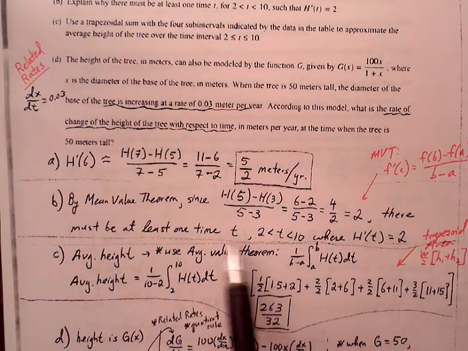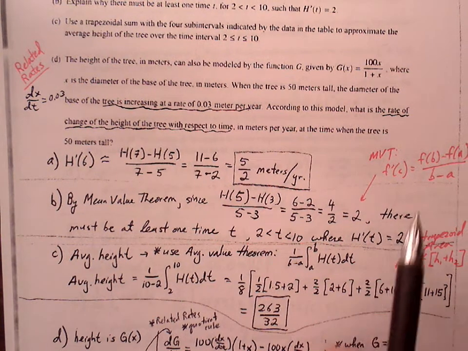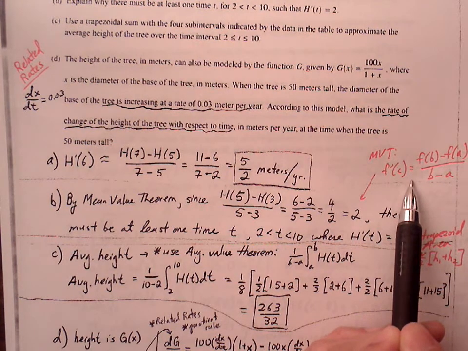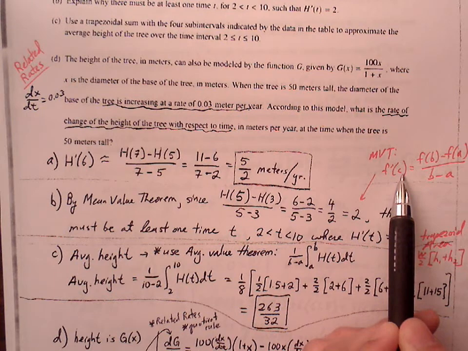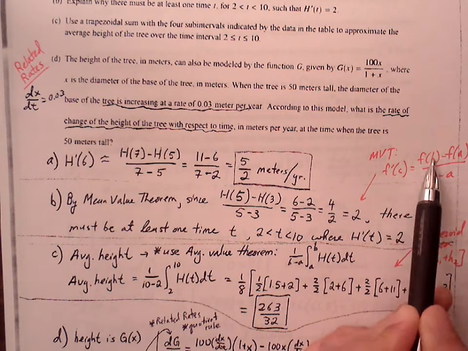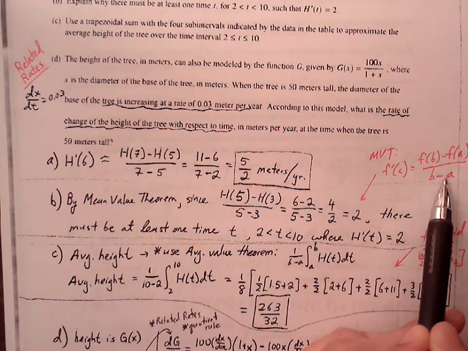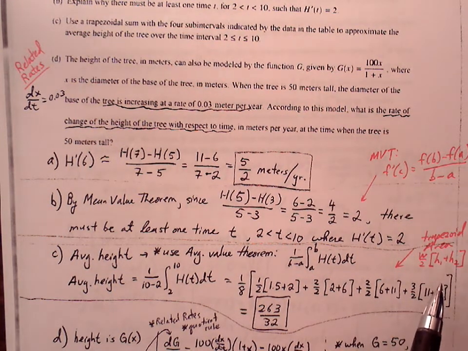There must be at least one time between 2 and 10 where h prime of t is equal to 2, and that's based off mean value theorem, which says that f prime of c, the rate of change, we can guarantee the rate of change as long as we have an average rate of change between those two endpoints, between any two endpoints.